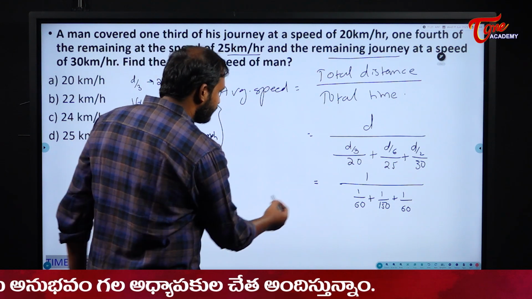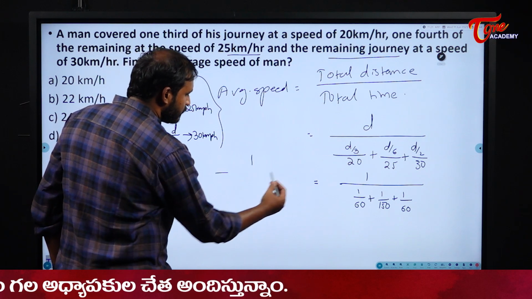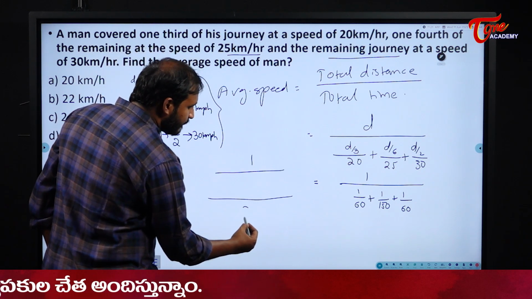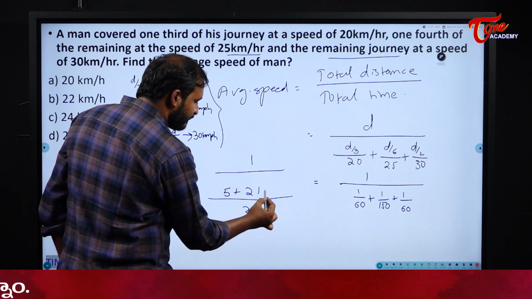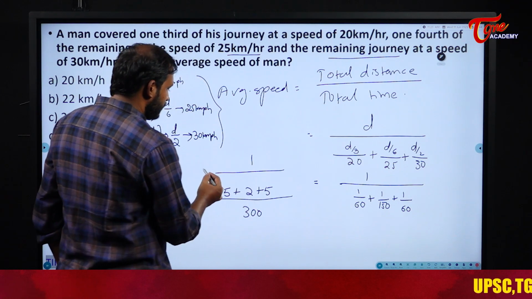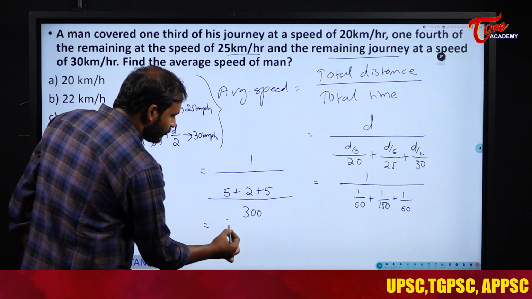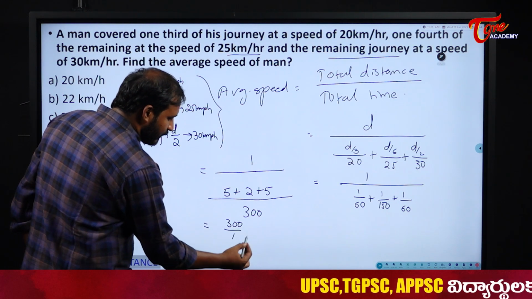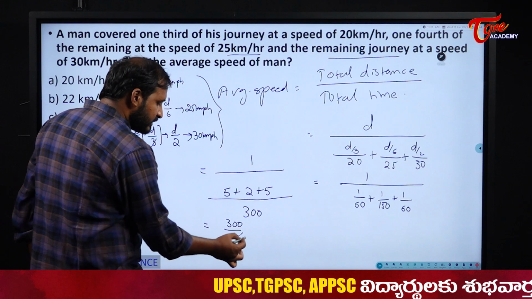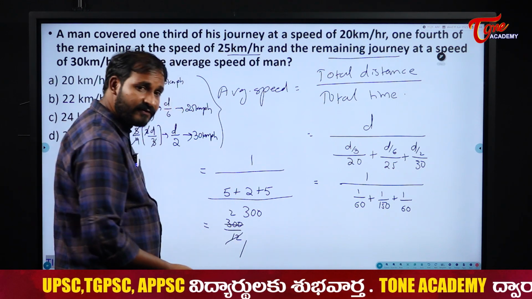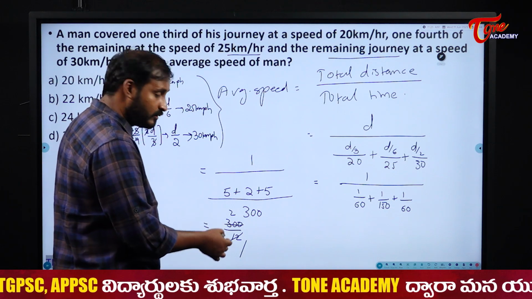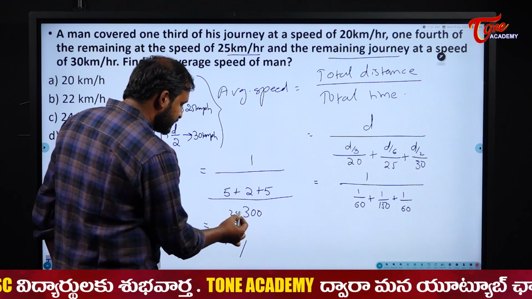So, what happens to that one? 1 upon 300. So, it will become 5 plus 2 plus 5. Okay. This will become what? 300 will come to numerator. So, 300 by 12. 12 ones are 12, 12 twos are 24. And I will be left with how much here? More 6. 60 means 5.